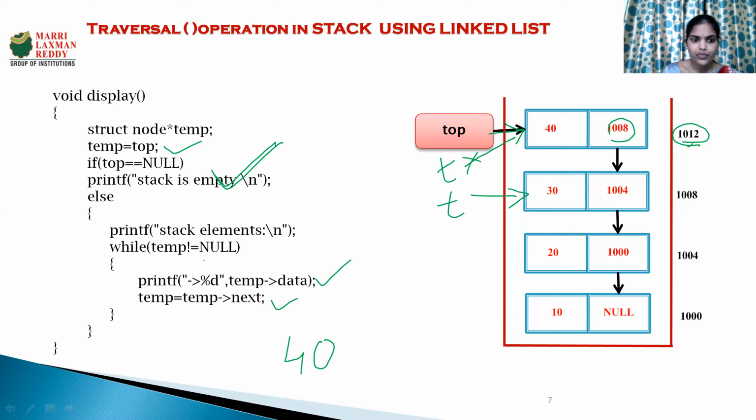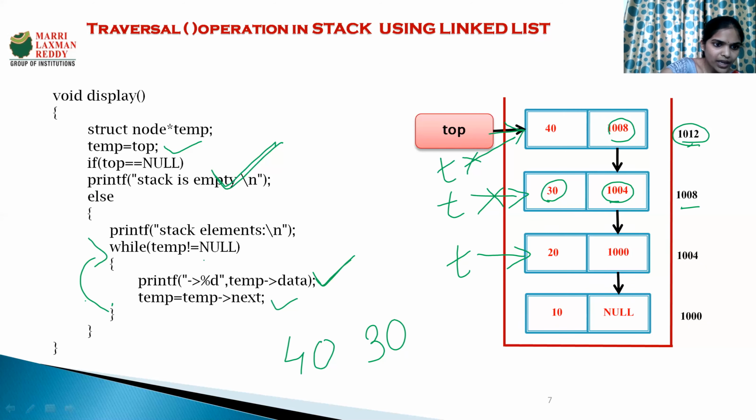Temp is moved to the next node. So again, I'm repeating the while loop. Temp not equal to null? Yes, temp is not equal to null because in temp 1008 is present. So it goes to the printf statement. It is printing temp data, that is 30. Again, temp is moved to temp next. In temp next, the 1004 address is there. So temp is moved from this location to this location, that is 1004.